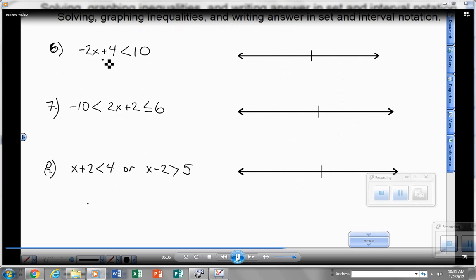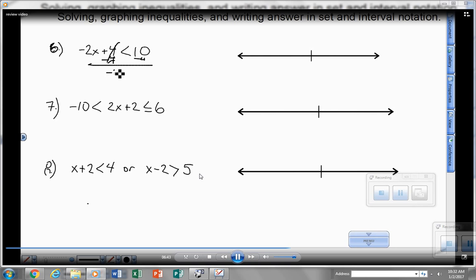Inequalities, and then writing the answers in a couple of ways. So here I'm solving this inequality just like I would a regular equation, but it has an inequality symbol here. That is negative 2x plus 4 is less than, remember the inequality that looks most like an L, less than is that way. So again, to solve this, first step, inverse operation, I'm subtracting 4 on both sides.